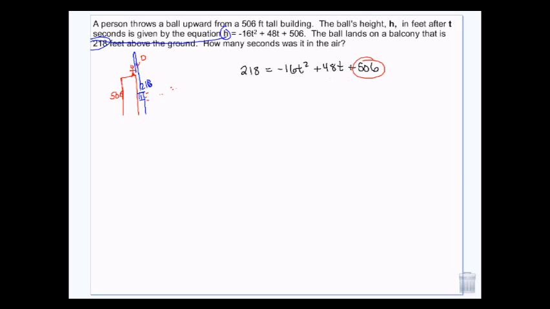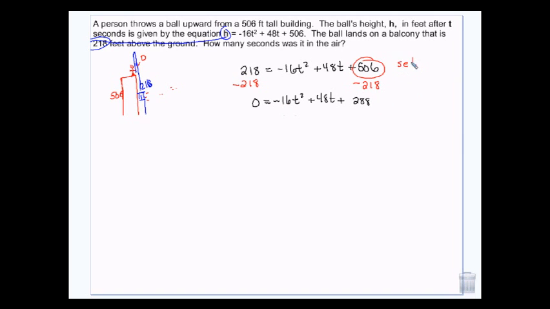Okay, so I need to first set this equal to 0, so I'm going to take 218 from both sides. And I'm going to get 0 is equal to negative 16t squared plus 48t plus whatever 506 minus 218 is. You guys have those memorized, right? Your 506s? No? Okay. 288. And I don't like the negative 16t.